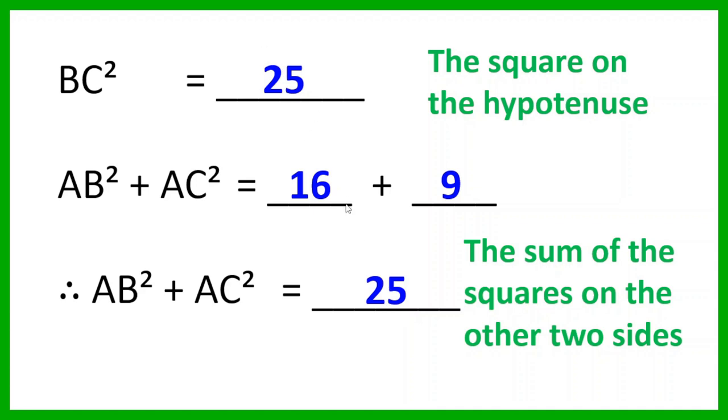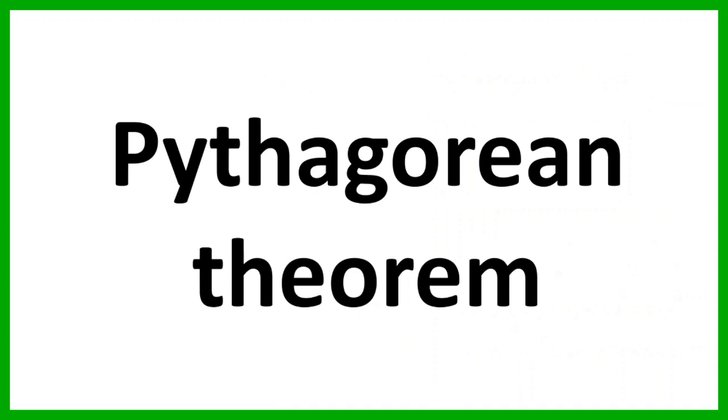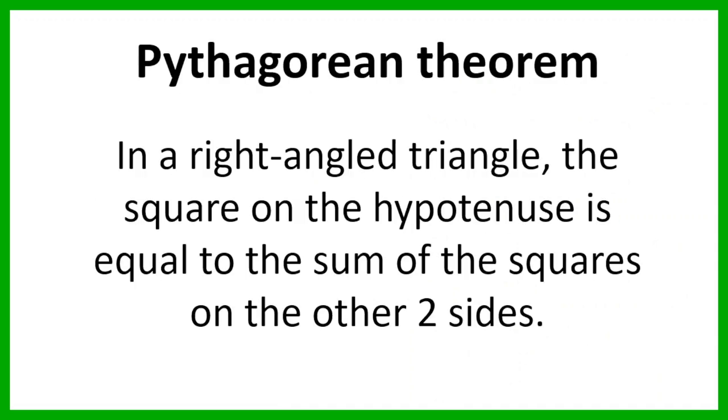So what this is showing us is that the square on the hypotenuse in a right angle triangle will be the same as the sum of the squares on the other two sides. Now, this will happen no matter what right angle triangle you test this with. It will always happen, okay? And this is the theorem that Pythagoras proved, that the square on the hypotenuse will be equal to the sum of the squares on the other two sides of the right angle triangle. So this brings us to our Pythagorean theorem, which is over here. In a right angle triangle, the square on the hypotenuse is equal to the sum of the squares on the other two sides of that triangle.